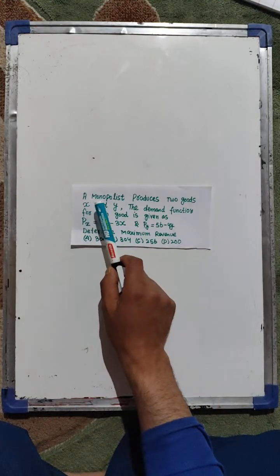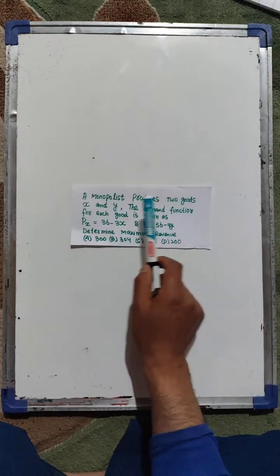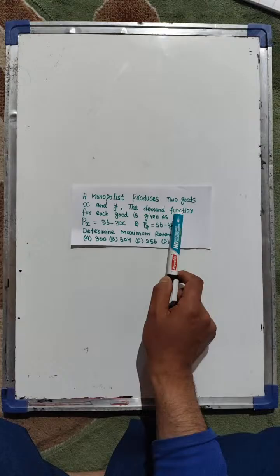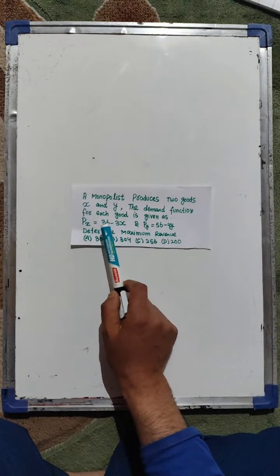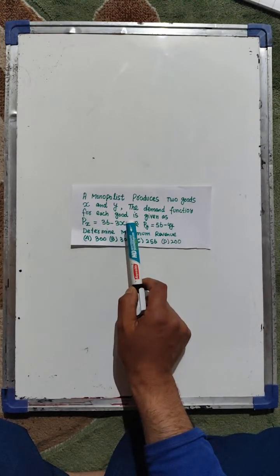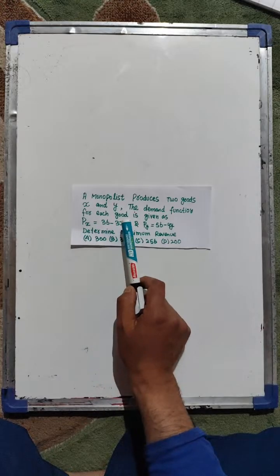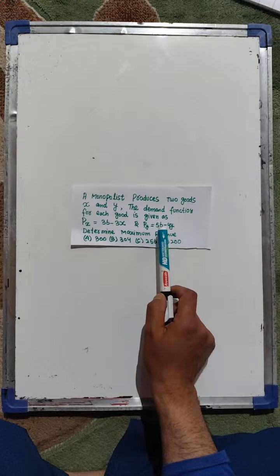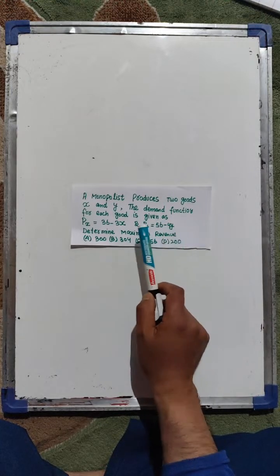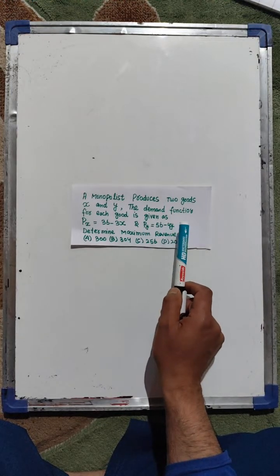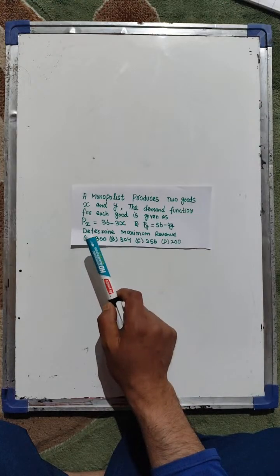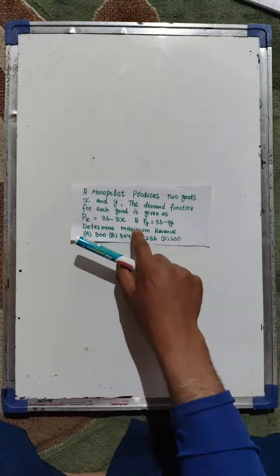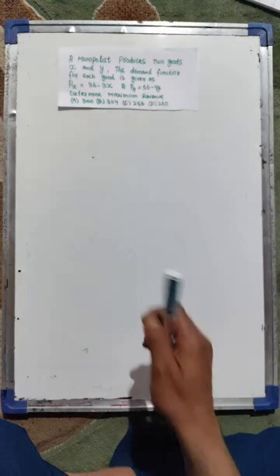The question is, a monopolist produces two goods, X and Y. The demand function for each good is given as price of good X is equal to 36 minus 3X, where Px is the price of good X, and Py, which is another demand function, is equal to 56 minus 4Y. X and Y are the two goods for the monopolist. We need to find out the maximum revenue that this monopolist will get. So this is our question.